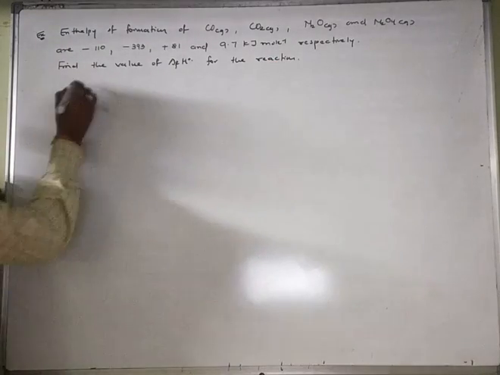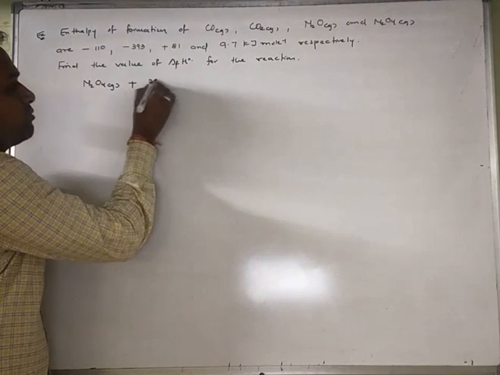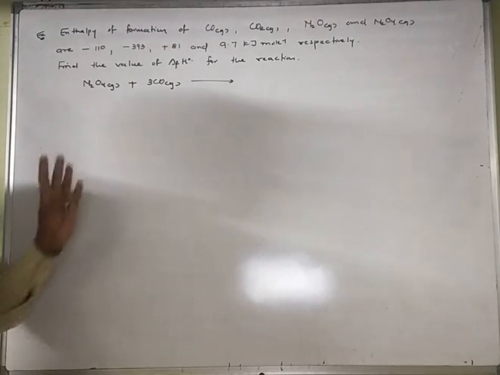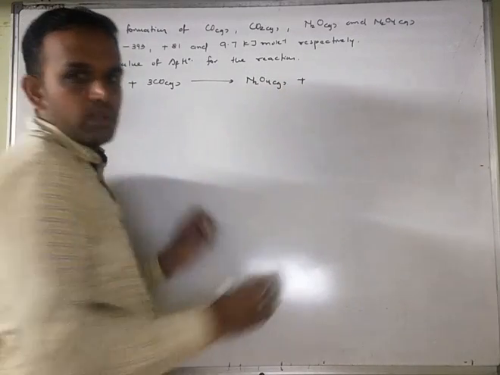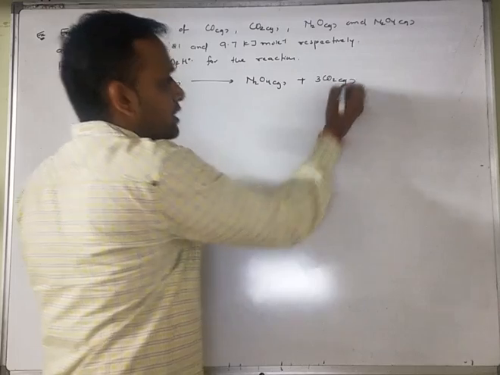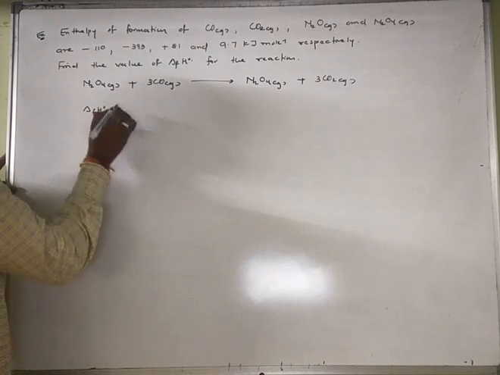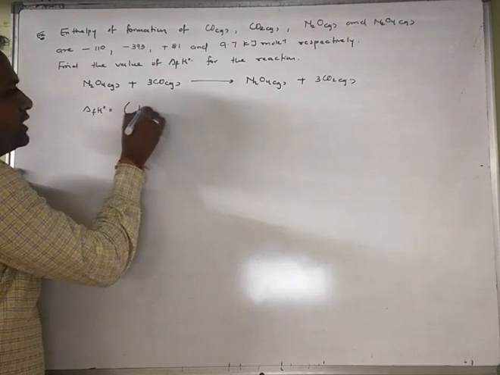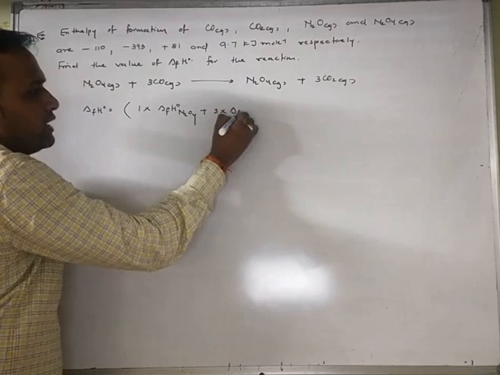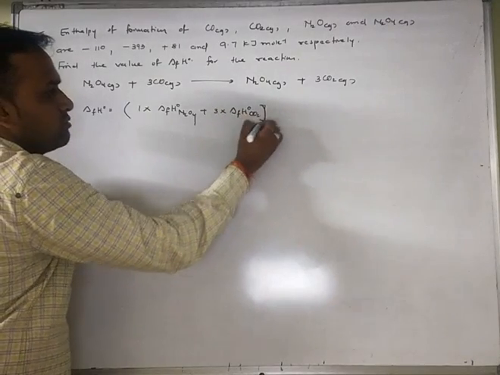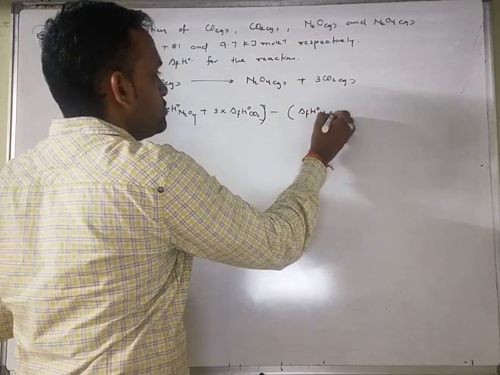चलो रिएक्शन लिखते हैं कि N2O4 गैस है plus 3CO गैस है. It will be given in the exam, right? So N2O4 and plus 3 mole CO2. अभी यहाँ पे देखो कि directly you can find out the delta FH0, that is equal to, I can write down here 1 into delta FH0 N2O4 plus 3 into delta FH0 CO2 minus delta FH0 N2O4.